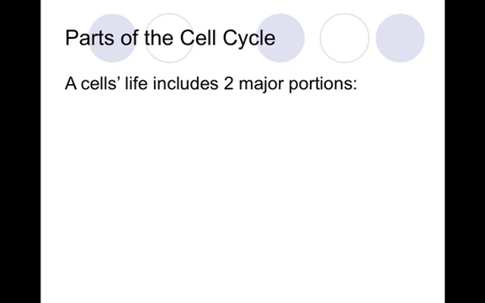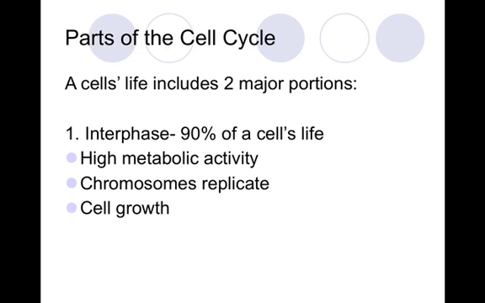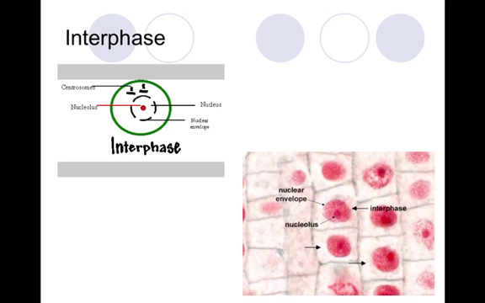So there are two major parts to the cell cycle, and you need to know both of these. We first have interphase. Interphase is about 90% of the cell's life, and this is where it does its normal everyday things. It grows, and the chromosomes replicate near the end when it's getting ready for division. There is high metabolic activity going on. There are a lot of chemical reactions occurring, and this is where cells spend most of their life.